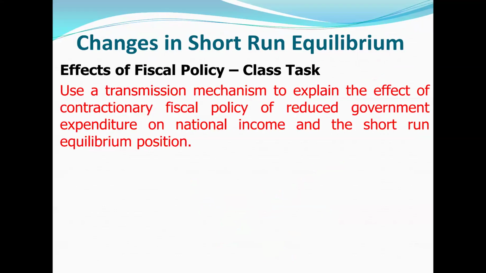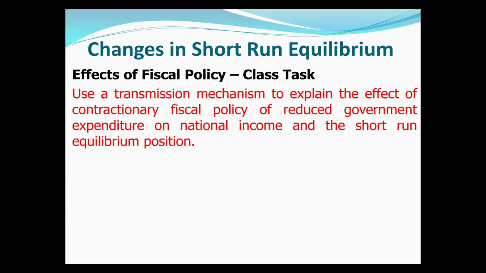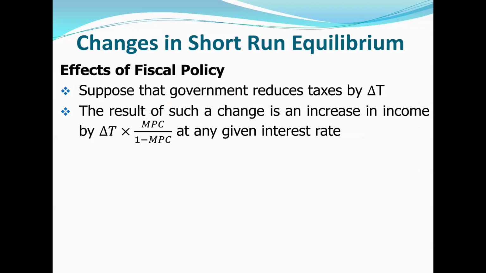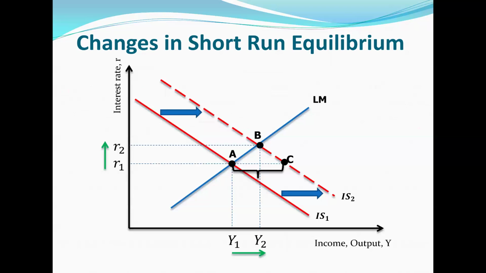This is the question. Explain the mechanism to explain the effects of contractionary fiscal policy, reducing government expenditure, on the national income and the equilibrium position in the short run, with the aid of a diagram. We are good? Yeah. Economics is easy, right?